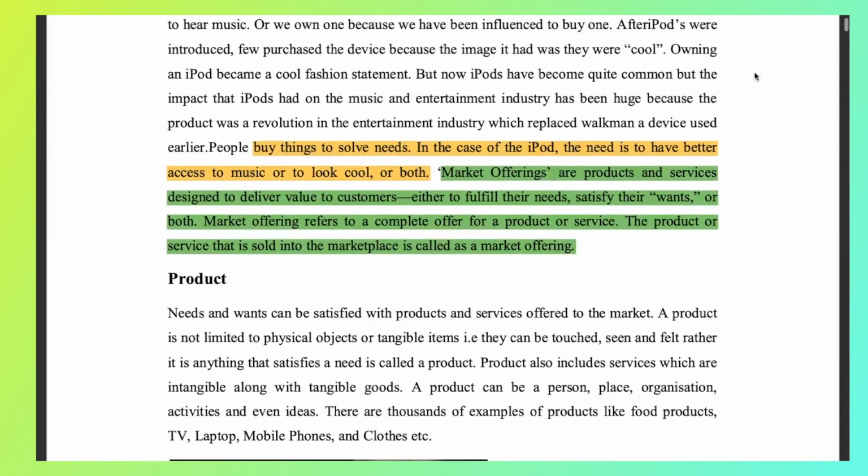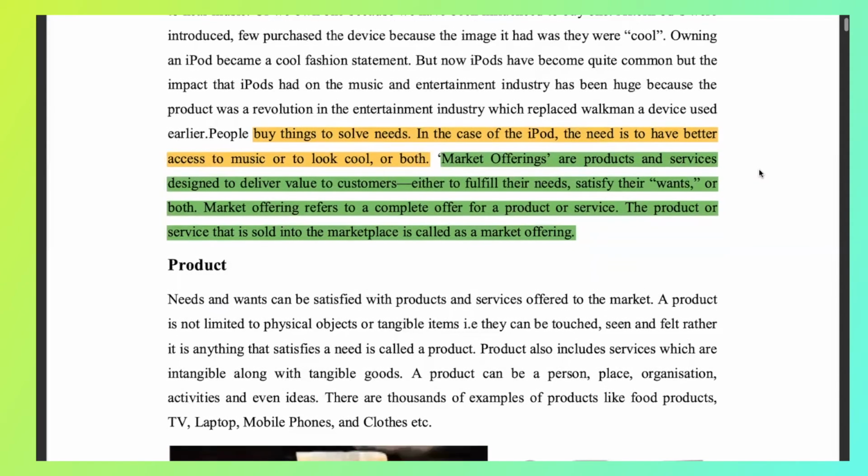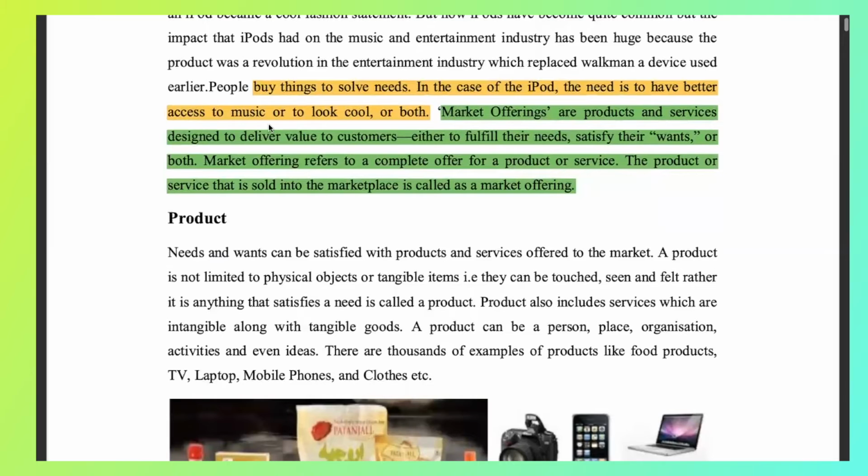Before the iPod, there were other devices, for example the Walkman. If you ask your parents, they must have used a Walkman. It's basically an old music device through which you can hear music. But through the iPod, you could customize your music, like create playlists, play whichever song you want in a loop, or shuffle your playlist order. So it was very customizable. That's what customers liked, so everyone started buying it, and they started replacing the Walkman, the device used earlier.